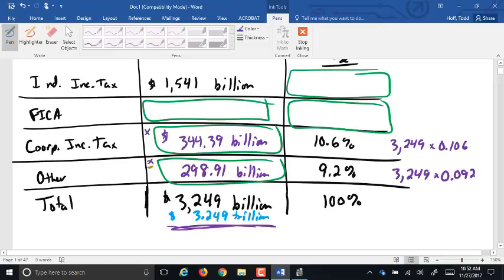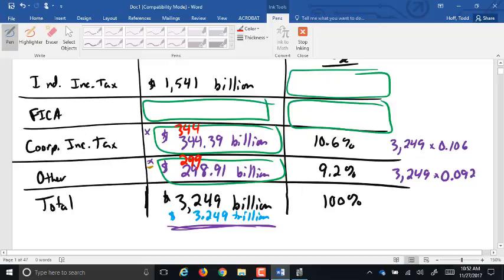It looks like it says the number should be rounded to the nearest billion and the percent to the nearest 1/10 of a percent. So this should probably be just 344. And this should be 299. So now we have those two.